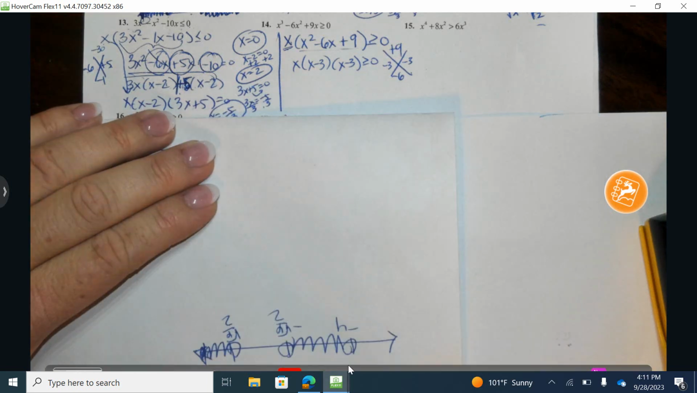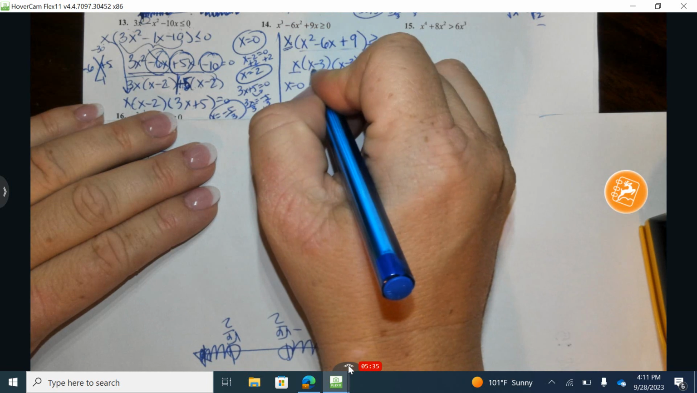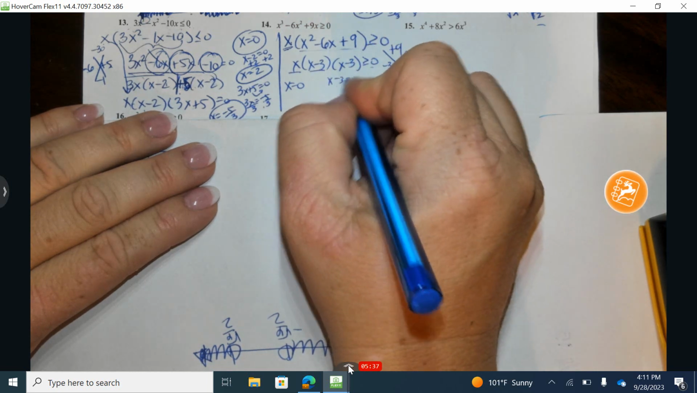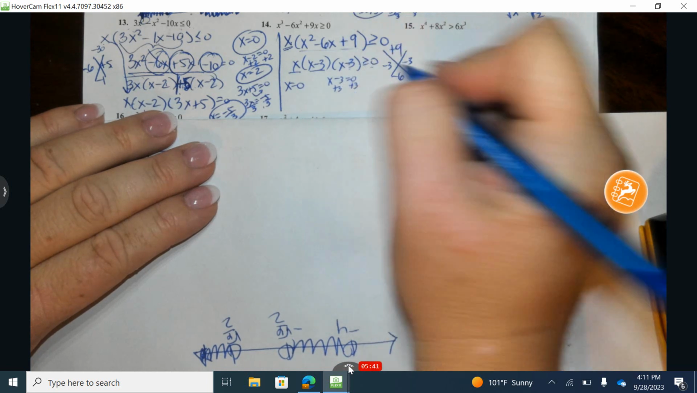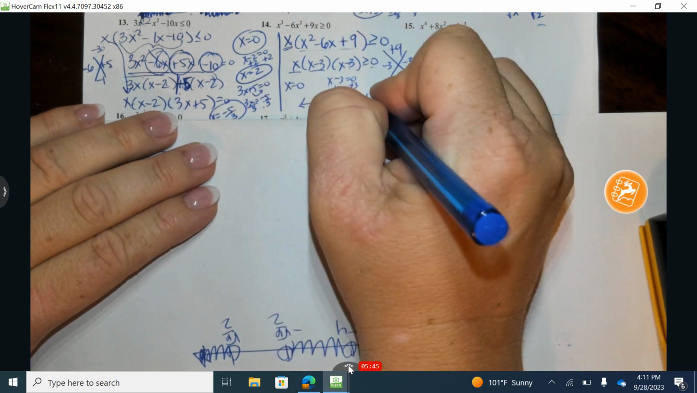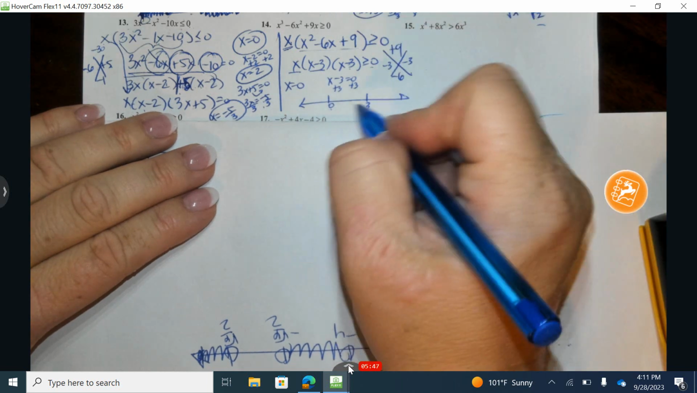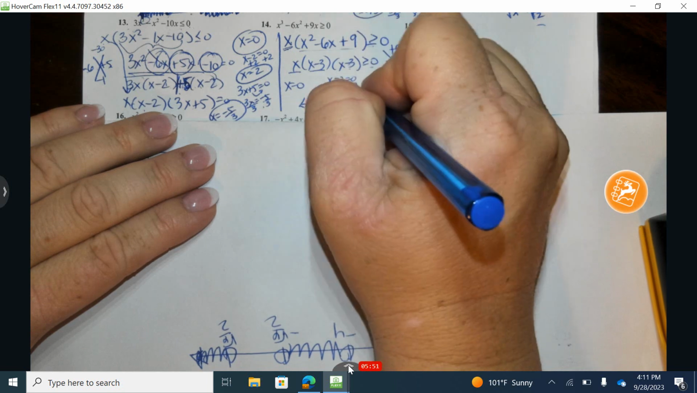Okay, so I know that I can set this equal to 0, and one answer is 0. Set this equal to 0 and solve, and another answer is 3. Again, you set this equal to 0 and solve, you still get an answer of 3. So 0 is smaller than 3, so 0 is on the left, 3 is on the right. Because we have a line underneath, they both get shaded.